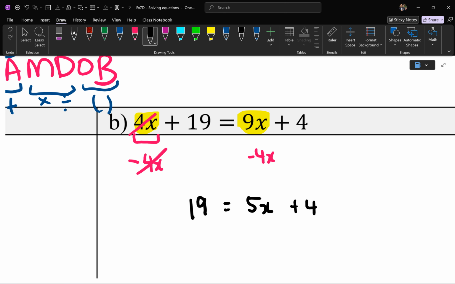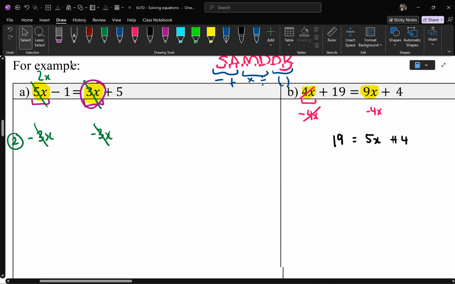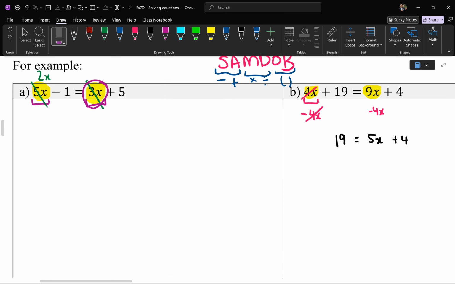So exercise 7b, this is the two-step equations that you've been practicing. Okay? This is where you use SAMDOB. I'm going to do the same thing for the first example. Let's do it again. So I'm going to rub this out, and let's do the same thing.